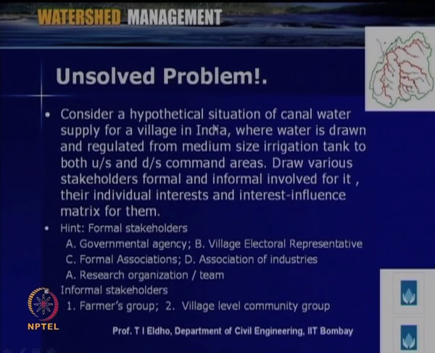The question is, consider a hypothetical situation of canal water supply for a village in India, where water is drawn and regulated from a medium sized irrigation tank to both upstream and downstream command areas. Draw the various stakeholders, formal and informal, involved, their individual interests and the interest influence matrix for them. So, you can do a complete stakeholder analysis and their importance. Formal stakeholders are like government agencies and various associations, and informal stakeholders can be farmers, community groups, etc.